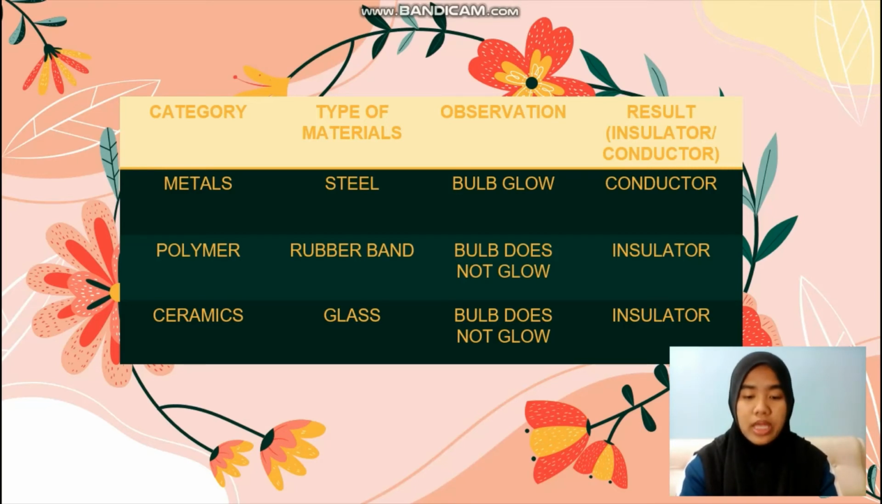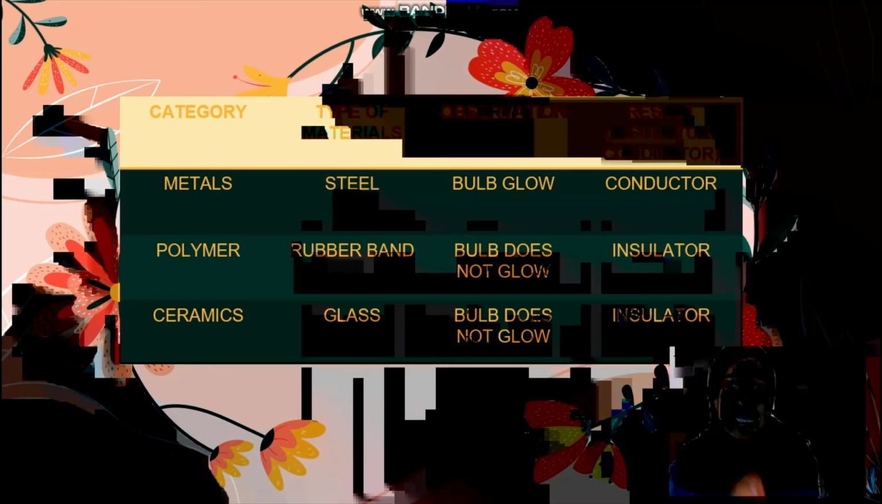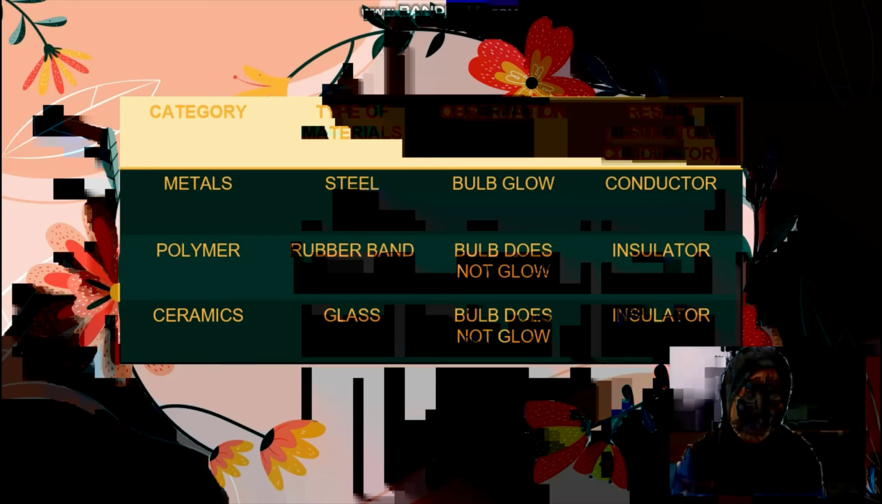However, when the paper clip is placed at both free wire ends, the bulb lights up because the paper clip is made from steel, and in material categories it is a metal. So this works in lighting the bulb because steel is a conductor and then a closed circuit can be created.